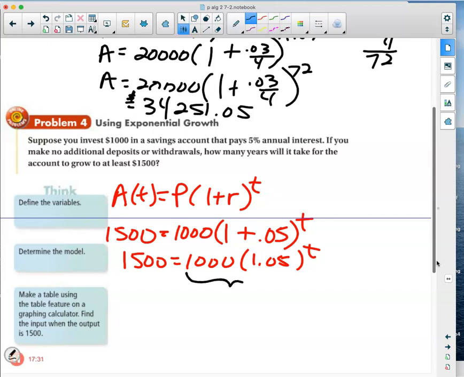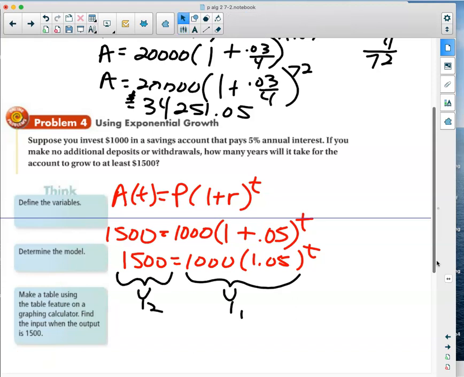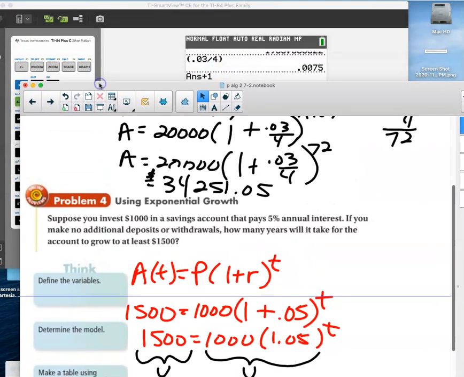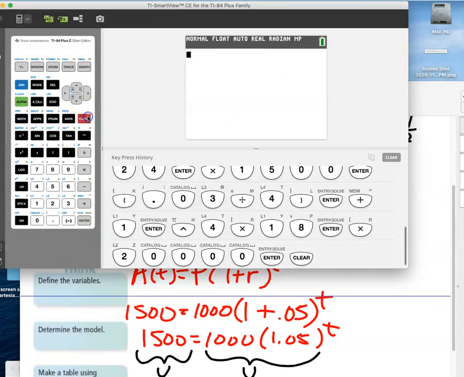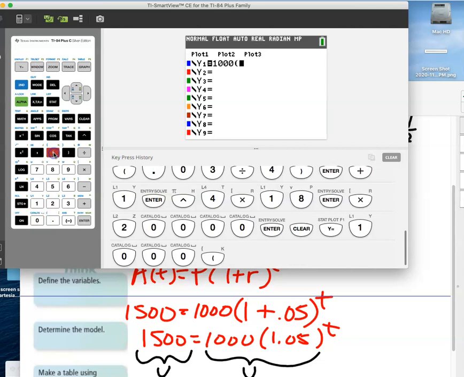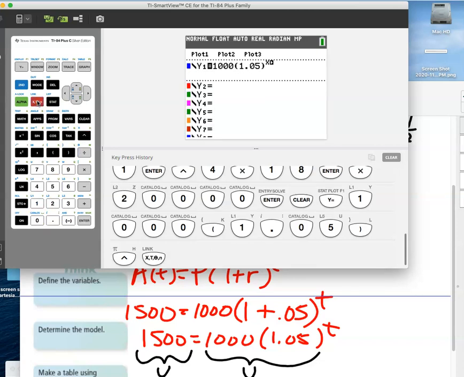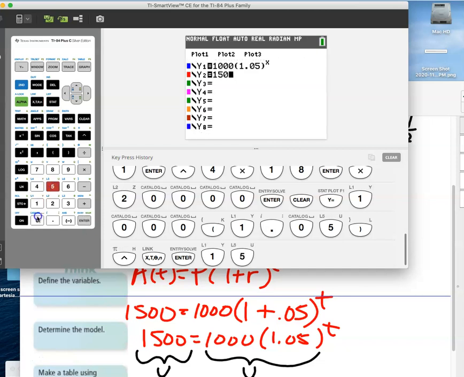This will be y sub 1, y sub 2, and we'll check and see when they hit each other. So let me move this down so I can still see it and punch it in. Y equals 1,000 parentheses 1.05 to the x, because the calculator couldn't care less what variable you use. Enter 1,500. All right, so here's the thinking part, and this is usually when I'm wandering around, people are asking about this.